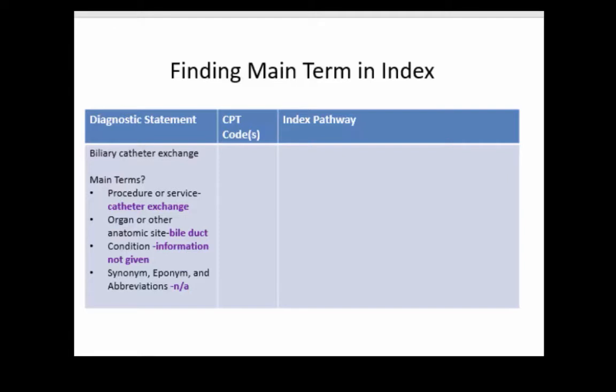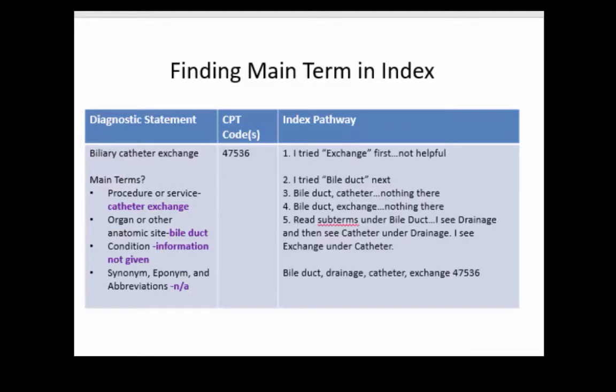So the only thing we have to work with is the biliary tract or a bile duct, and it's a catheter exchange. So we just start looking for main terms that would help us identify that. I tried exchange first in the index. Wasn't helpful. There's a few modifying terms there, but not the exchange of a biliary catheter. Then I tried bile duct next. Nothing there. Then I tried bile duct catheter. Nothing there. And then bile duct exchange. Nothing there. Okay. It has to be here somewhere.